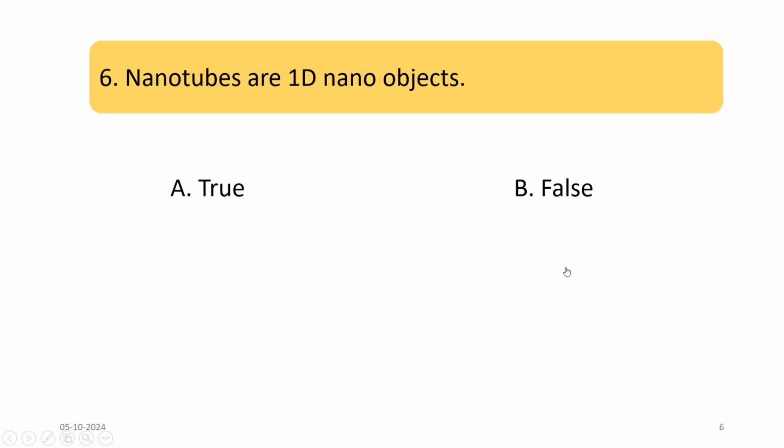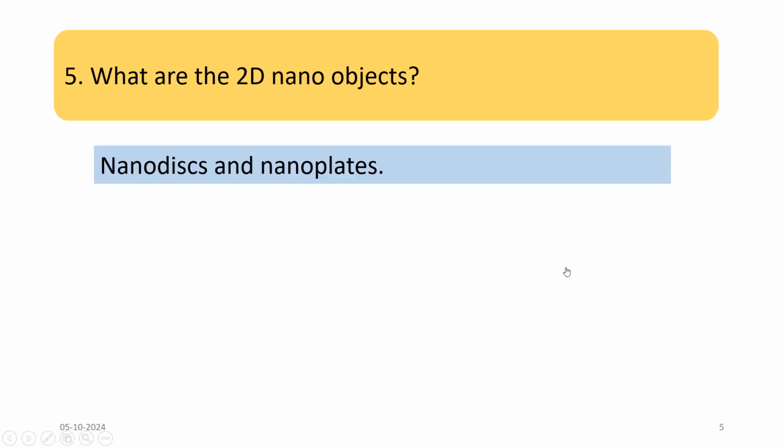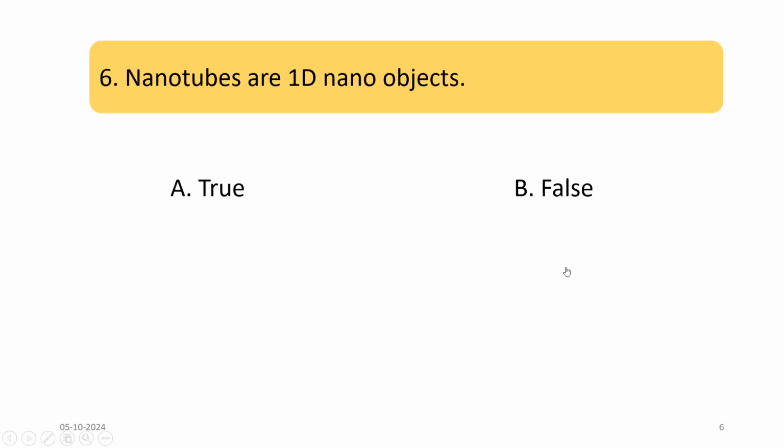So, nanotubes as well as nanofibers are 1D nano objects. Previously I have said nanodiscs and nanoplates are 2D objects. Nanotubes along with nanofiber are 1D nano objects. So, it is true. Next, what is nanomaterial?